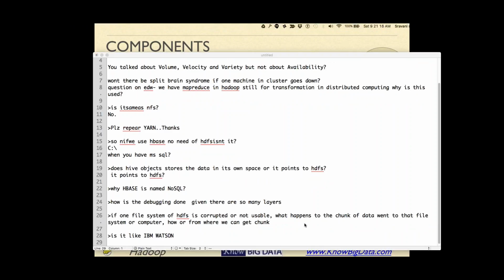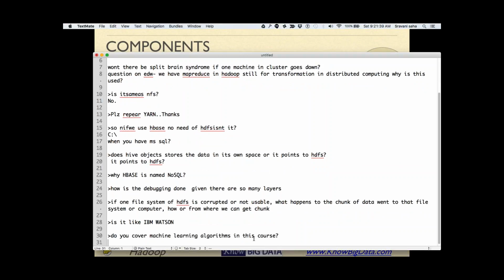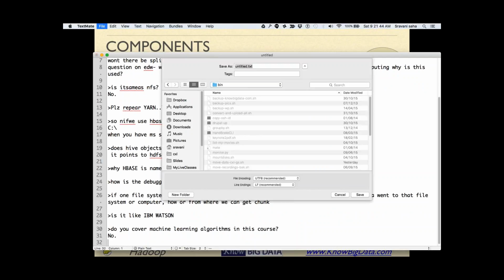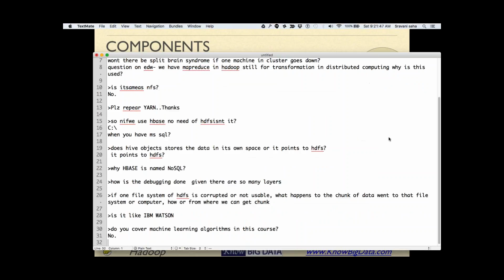Yes, he's saying, is it like IBM Watson? IBM Watson is a little different league altogether. So most of the logic, the learning, is with IBM Watson. You can use their API to retrieve the data from there. So Chandra's question is, do you cover machine learning algorithms in this course? No. This is a software engineering course, so machine learning algorithms will not be covered.